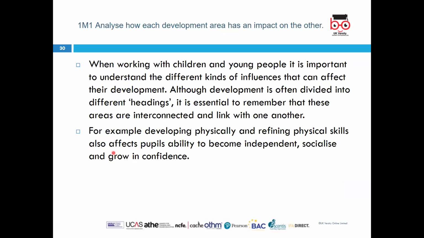Now we come towards analyzing how each development area has an impact on the other. As I said, nature and nurture, we talked about that.